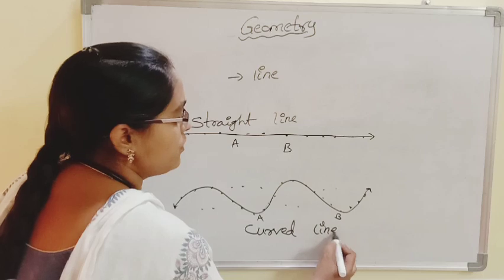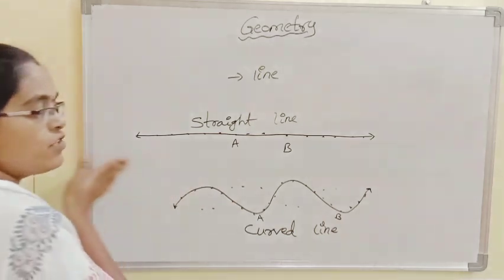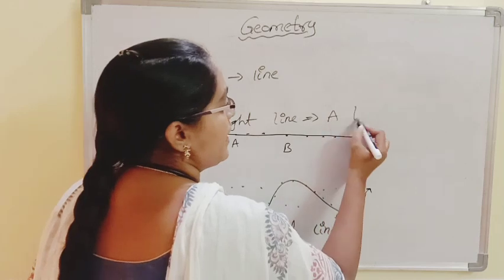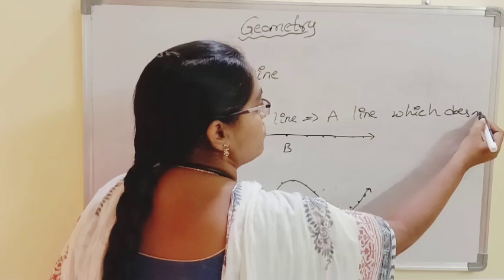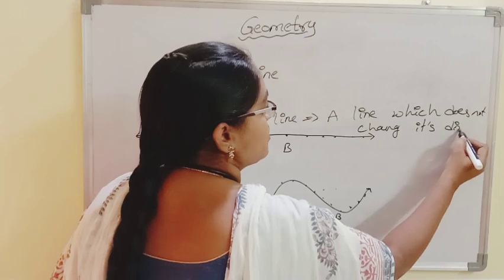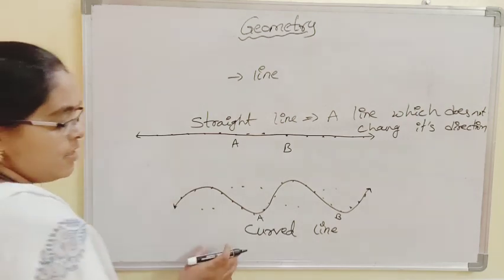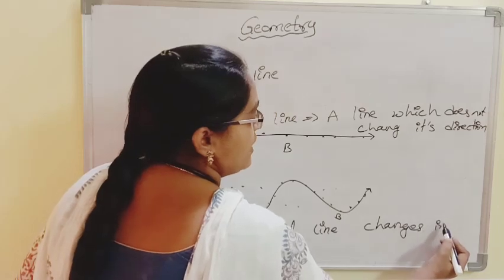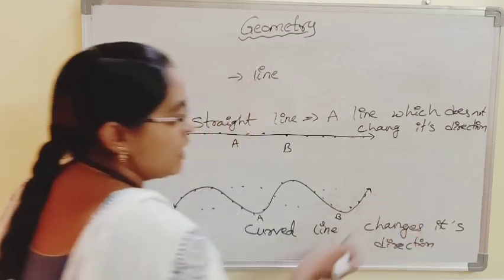So what are the two types of lines here? Curved line and straight line. What is a straight line? A straight line is nothing but a line which does not change its direction. See, direction is not changing here. So this line we are calling a straight line. And a line which changes its direction, here the line is changing its direction, that line we are calling a curved line.